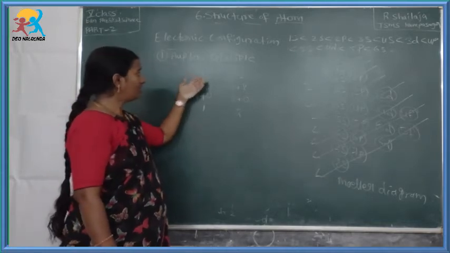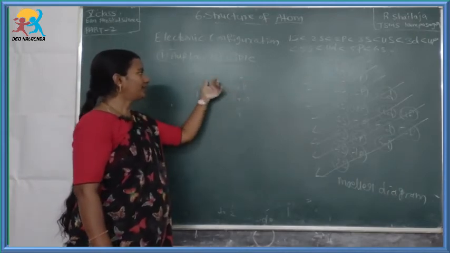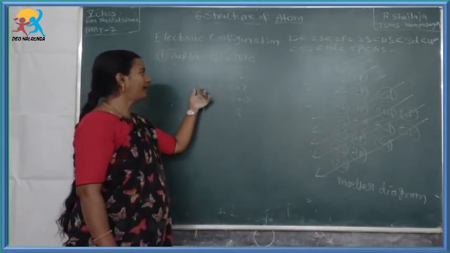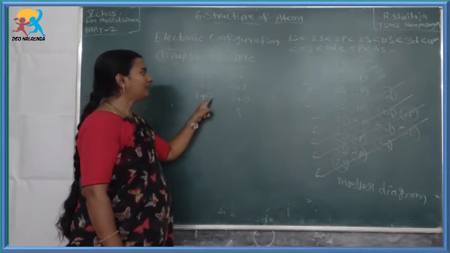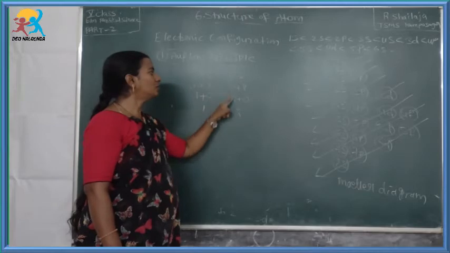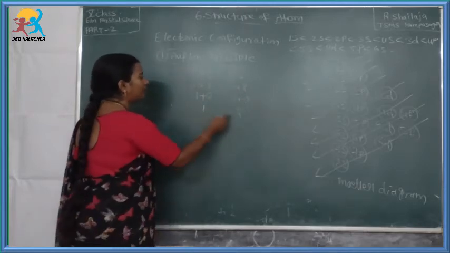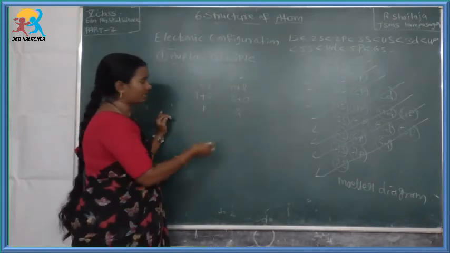If there are two atomic orbitals, we can find their energies by using the n plus L value. For 1s, n is 1 and L for an s orbital is 0. For 2s, the n plus L value: n is 2 and L for an s orbital is 0, so 2. So which n plus L value is less? This one. So it has less energy than 2s.